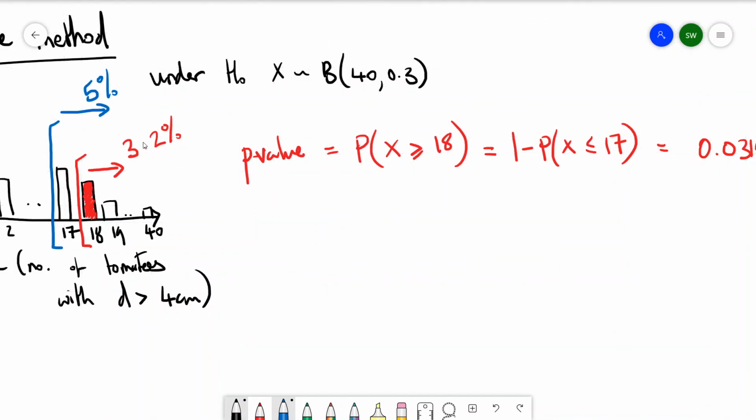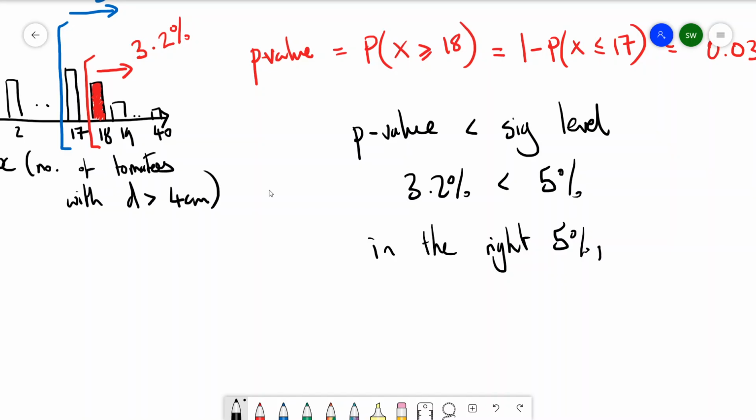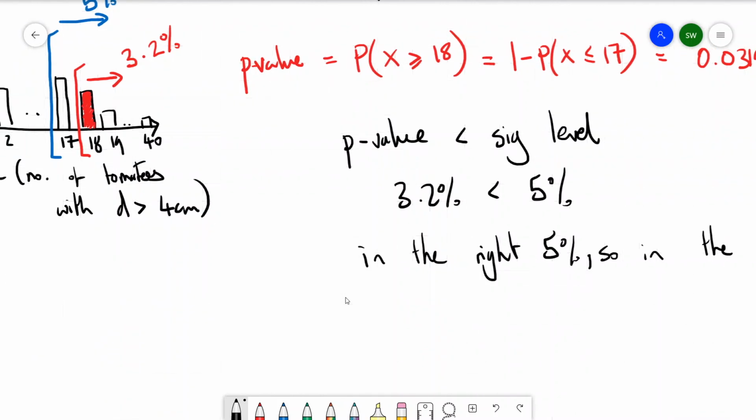So because the p-value, 3.2%, is less than the significance level, so what that means in this question is 3.2% is less than 5%. We're in the right 5%. So that means that we're in the critical region. So now we need to conclude. So we can reject H0 because we've seen a large enough value of x. 18 was in the critical region, it was big enough.